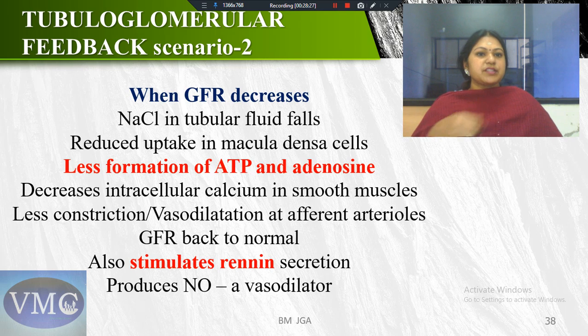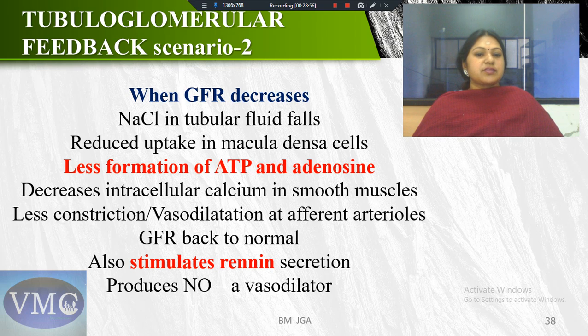So when this fluid is coming to the macula densa or the thick ascending limb, there is less sodium chloride, and less sodium chloride uptake occurs in the macula densa cells. So there is no formation, or less formation, of ATP and adenosine, and there is a decrease in the calcium levels in the smooth muscles, and this causes less constriction. And that would result in vasodilation too. So what happens is blood flow increases and GFR comes back to normal.